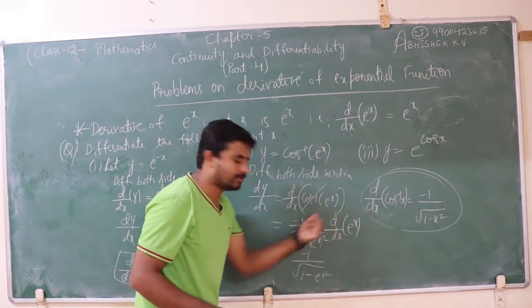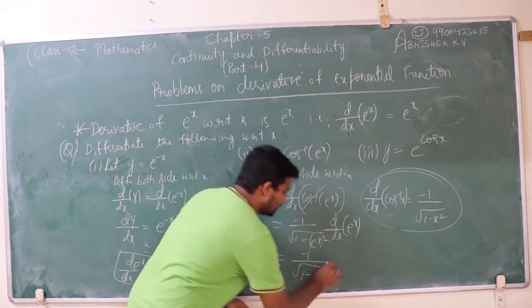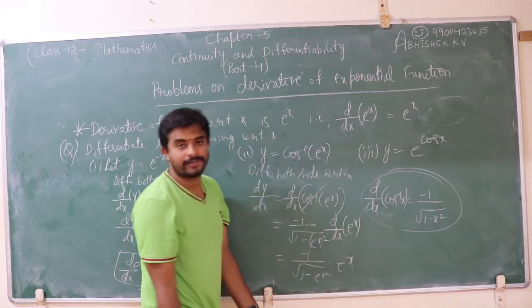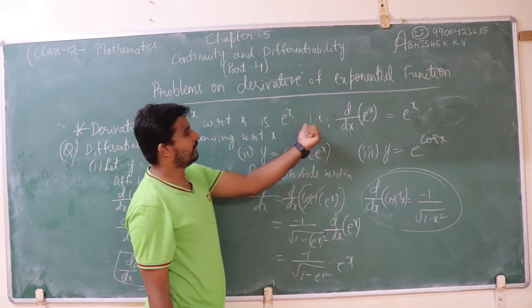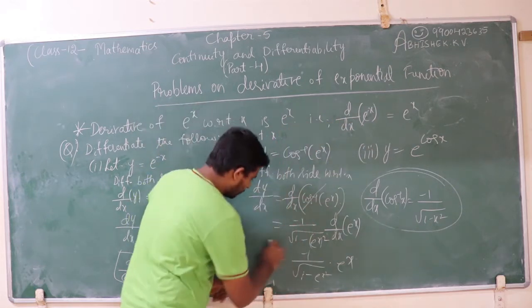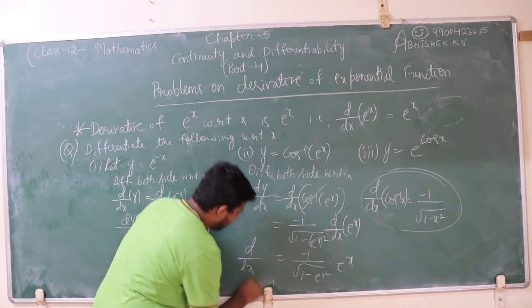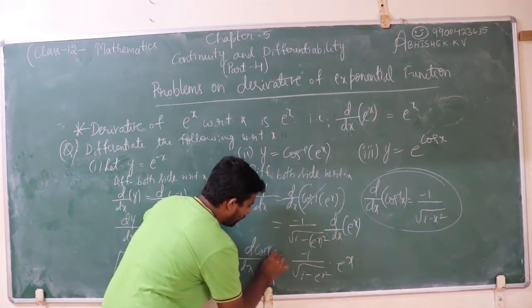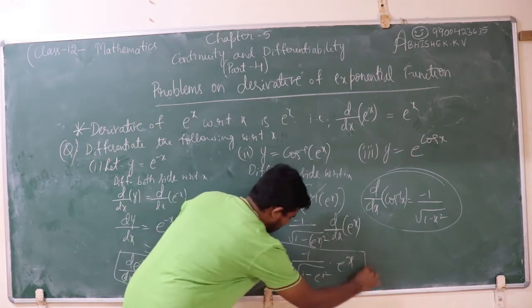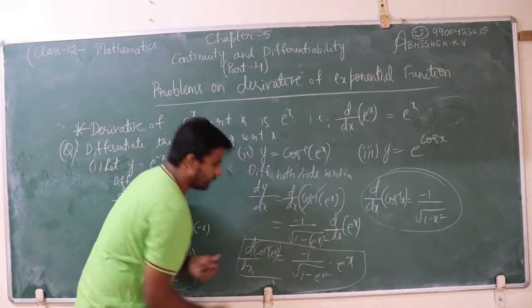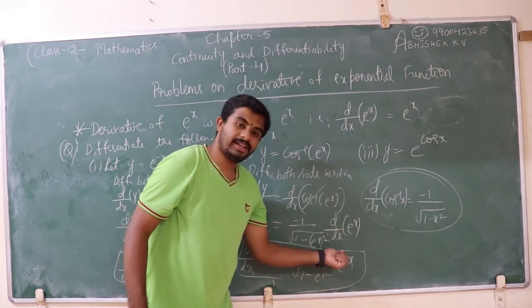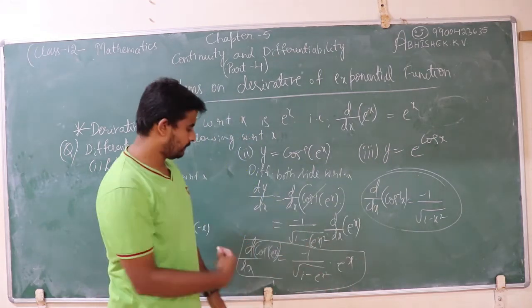E to the power of x whole square is given by e to the power of x square, into the derivative of e to the power of x, which is e to the power of x, because the derivative of e to the power of x is e to the power of x. So this is the answer. d by dx of y, where y is cos inverse of e to the power of x, is minus 1 divided by square root of 1 minus e to the power of x square, into e to the power of x. Please note down.